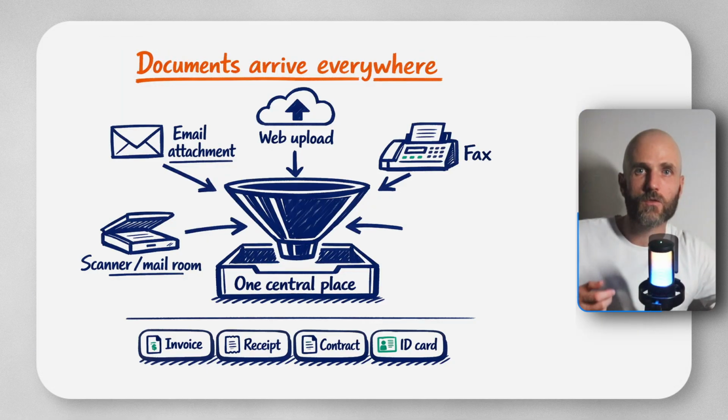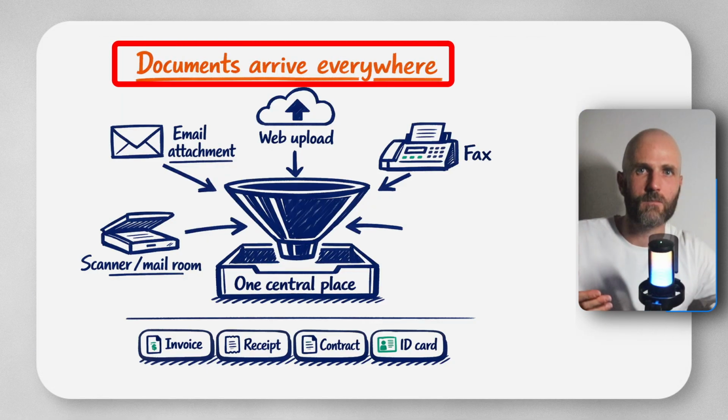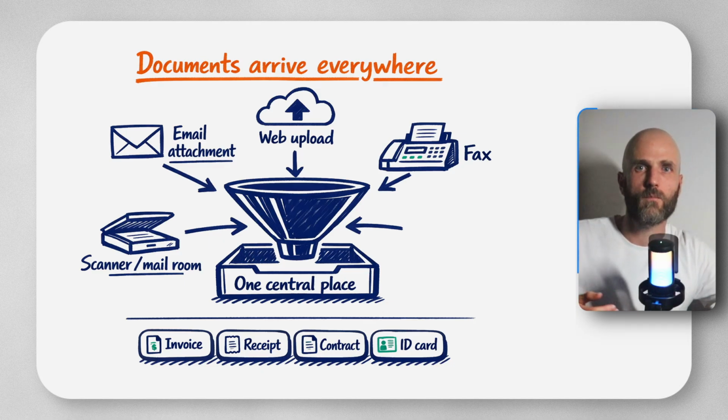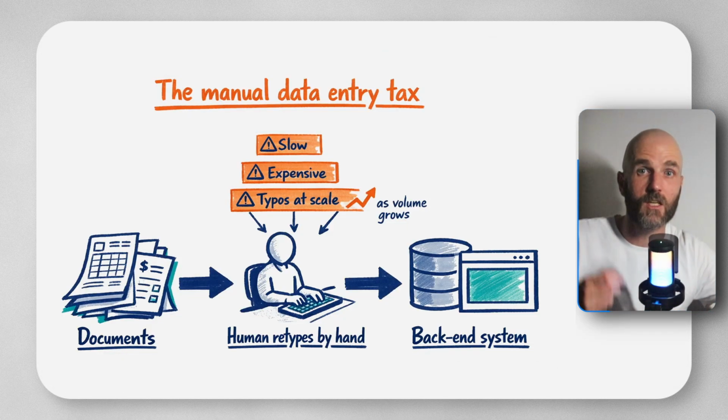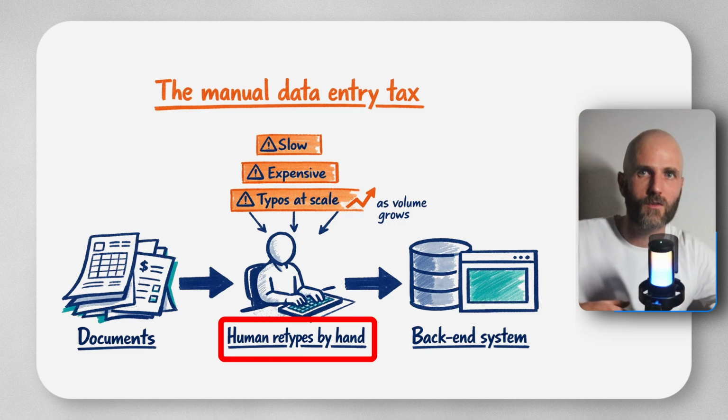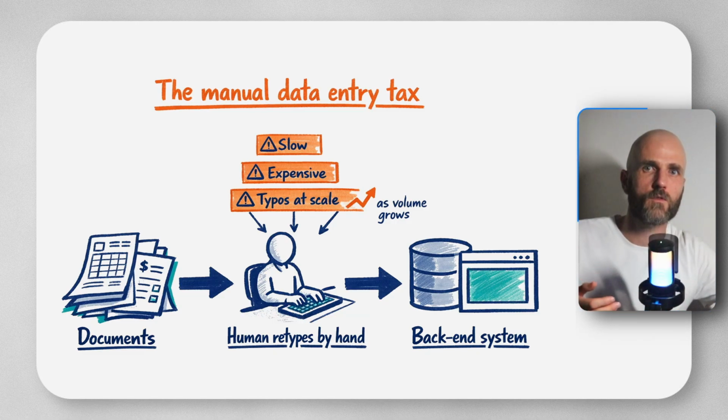Every business runs on documents: invoices, receipts, applications, forms, contracts, ID cards, and they show up from everywhere: email, an upload, a fax, or someone walking over to a scanner. And in most companies, a human still reads each one. They retype the numbers into some backend system that's slow, expensive, and once volume ramps up, that's where the typos creep in. So I want to frame this the right way.